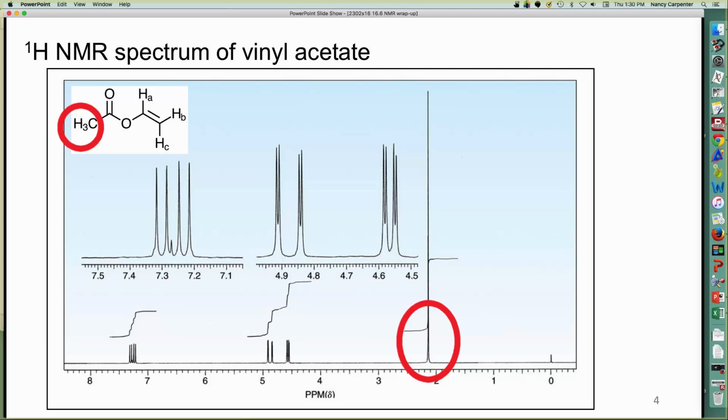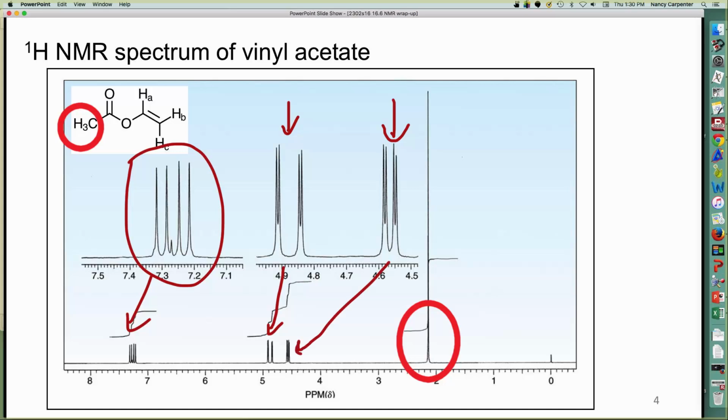But here we can certainly see 1, 2, 3 sets of signals for the 3 vinyl hydrogens. Wow, pretty broad range here. That one down around 7.4 is very far downfield. Let's analyze this.